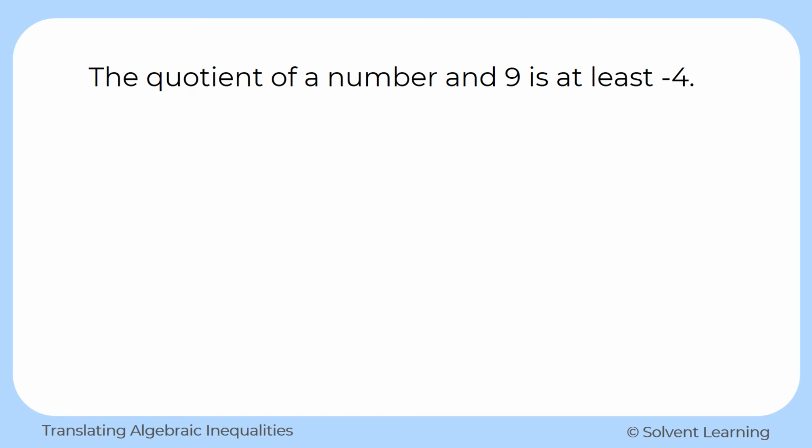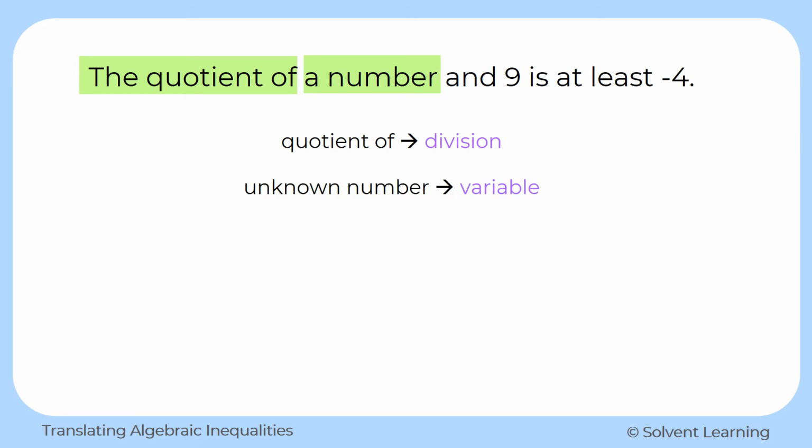Here's another example. The quotient of a number and 9 is at least -4. So quotient of translates to division. So that tells us that we're going to have two things that we're dividing by each other in the next part. And what are those things? We have a number, so we'll use a variable to represent that, and then we'll be dividing that number by 9. And then we have is at least. We have the word is, but it's followed by inequality words, so we're going to use an inequality symbol. And in this case, we'll use the greater than or equal to sign.